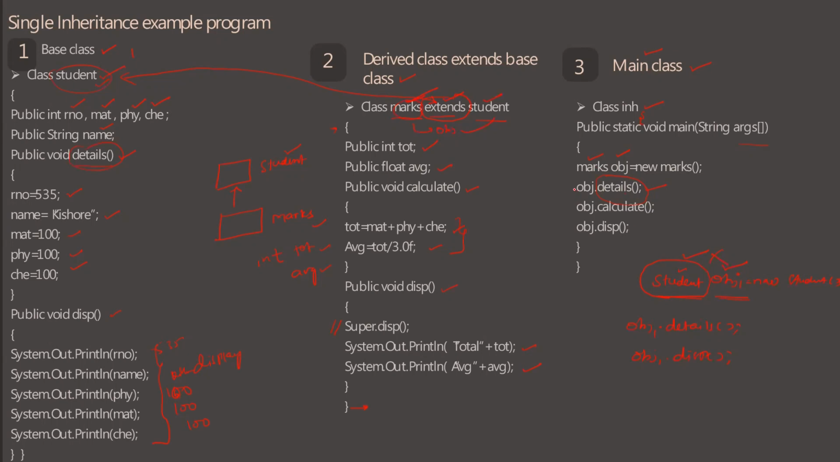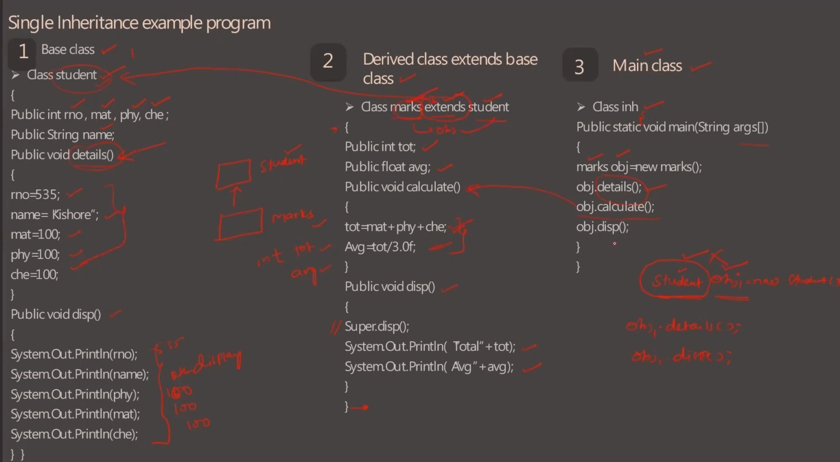When I say obj.details, the cursor comes to your details method and it will initialize all these values. And again, the cursor returns to this point. Then afterwards, what is my next statement? obj.calculate. So the cursor comes to your calculate method. In this, it is going to calculate math, physics, chemistry, as well as average.